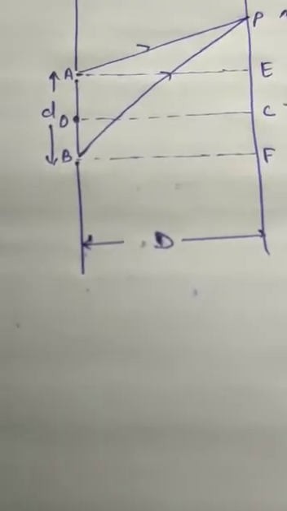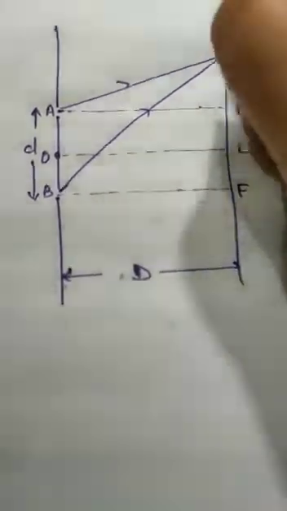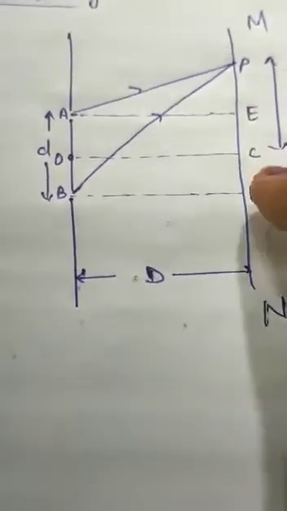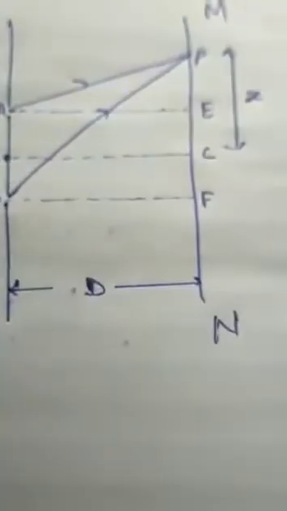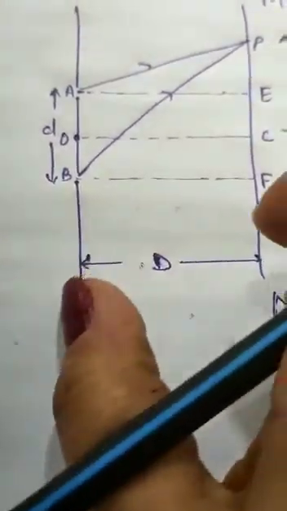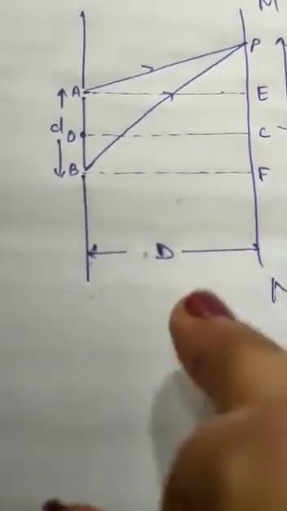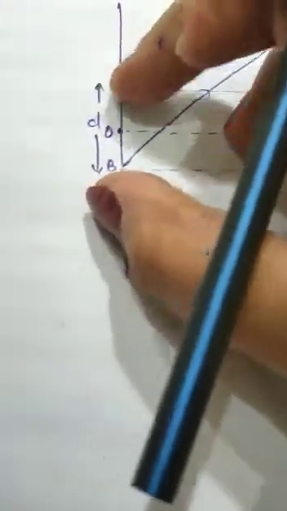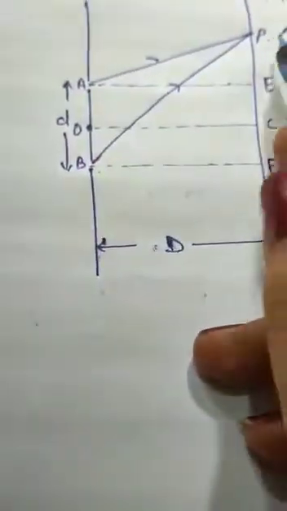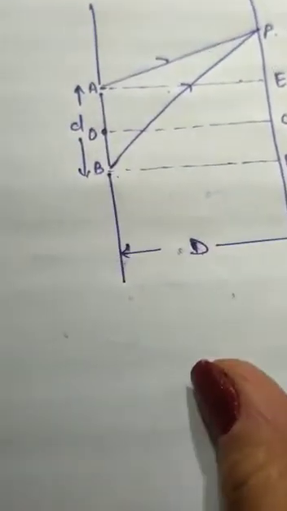Suppose the point P is a point on the screen MN at which we are going to find out the intensity. C is the point which is the center from this slit, and let this distance be x. The distance between the source and the screen is capital D, and the distance between the two slits is d. So basically we are going to find out the path difference, that is BP minus AP. Whatever the path difference is, that will decide the position of maximum and minimum.